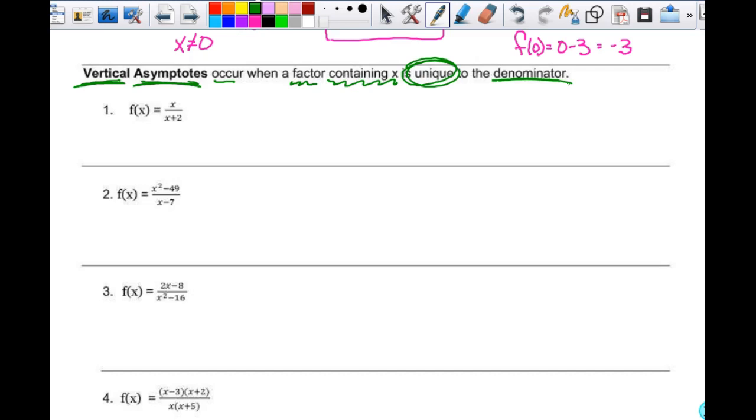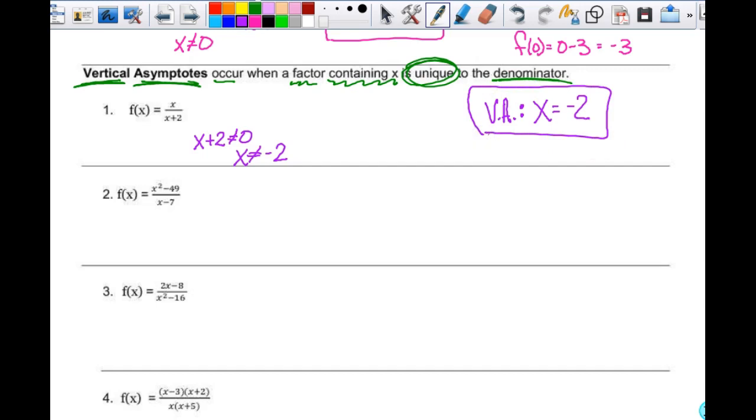So when I look at number 1, can I factor this at all? Can I reduce it at all? No, so it is what it is. So at this point, x plus 2 is a factor that's unique to the denominator. So we know that x plus 2 cannot equal 0. So that means x cannot equal negative 2. Therefore, I have a vertical asymptote at what? X equals negative 2. Since x cannot equal negative 2, this is my vertical asymptote here because it'll never touch that. Okay. Everybody good with that?